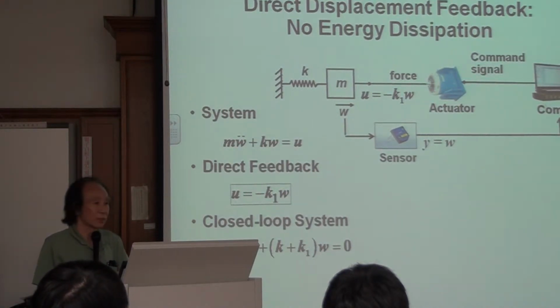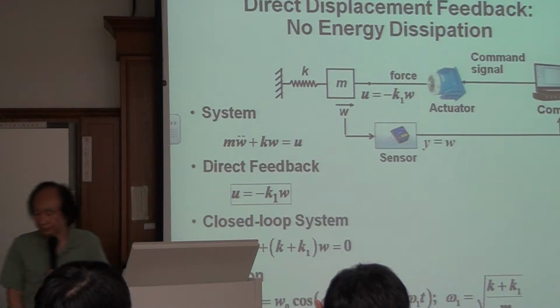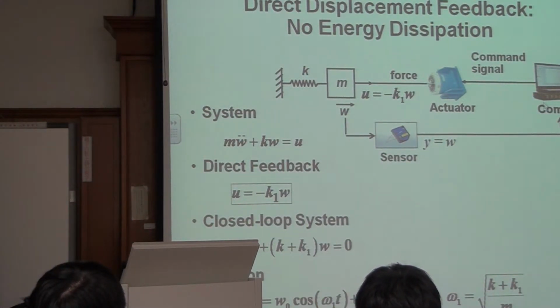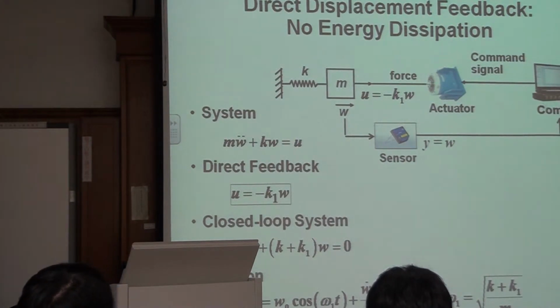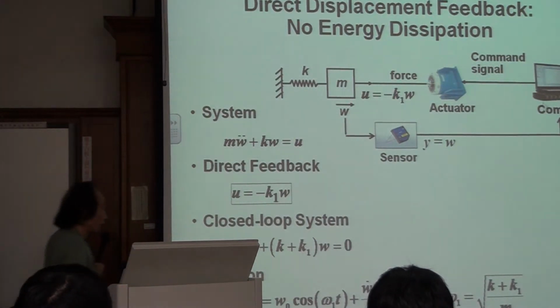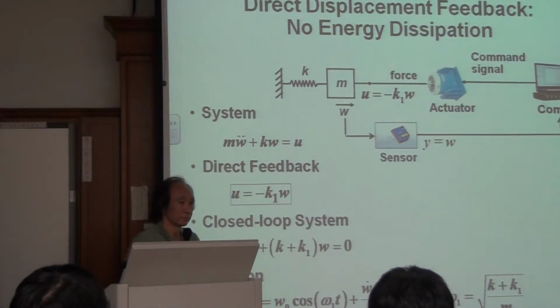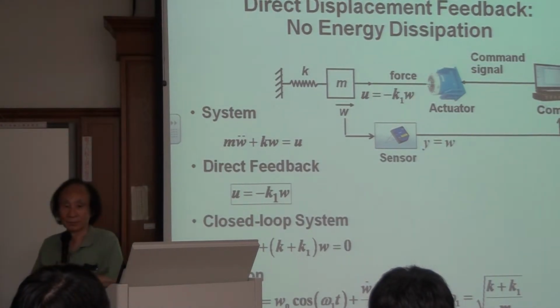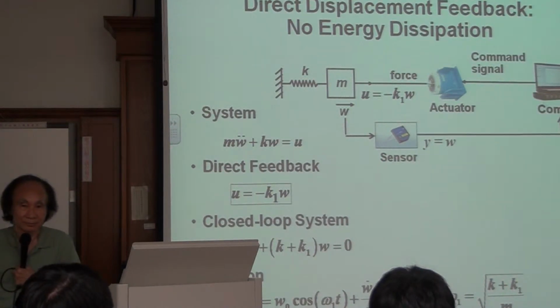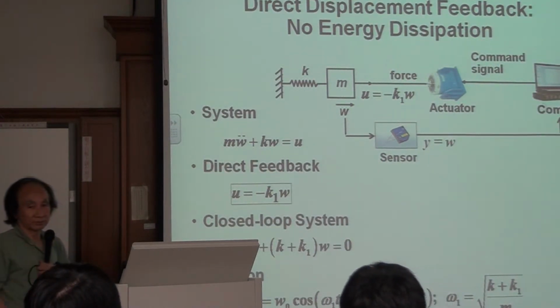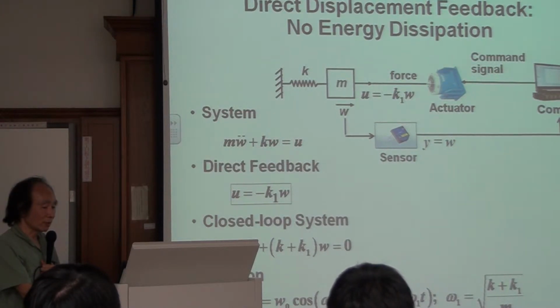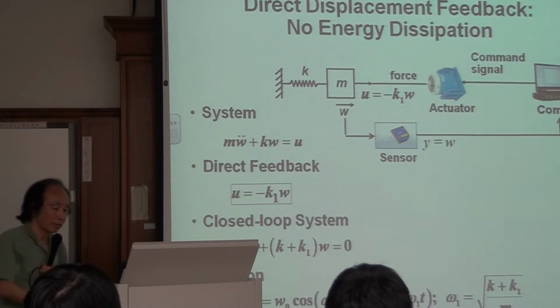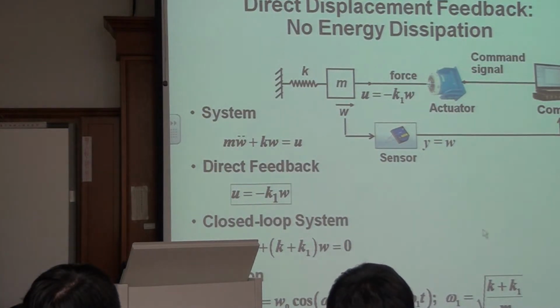What did I change? What did I do? The solution is this. That's my solution. What did I change? If I used this feedback, what did I do? I changed only frequencies. I changed frequencies from square root of K over M to become square root of K plus K1 over M.